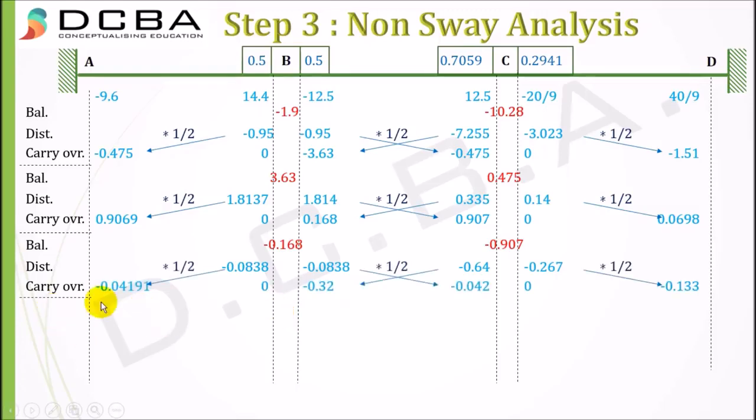So now we'll do one more iteration after this, because we have not yet got our small value here. So let's go for the next iteration. Balancing step, 0.32 plus 0.042. Distribution step, and then carryover step.